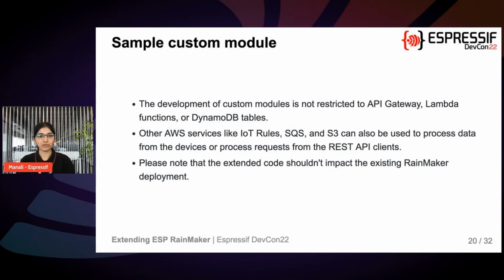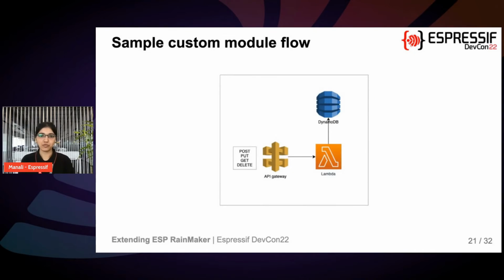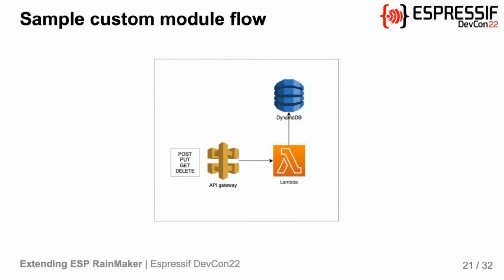Just a note of caution: whatever code you write in these custom modules shouldn't impact the existing Rainmaker deployment. It shouldn't delete the tables which Rainmaker uses, or modify something, because in that case the upgrade process of Rainmaker or the way in which Rainmaker works may get hampered, and then it will create problems. Just to get an overview, this is the structure in the sample custom module, wherein there are 4 methods to the API gateway, and then there is a Lambda function which is triggered.